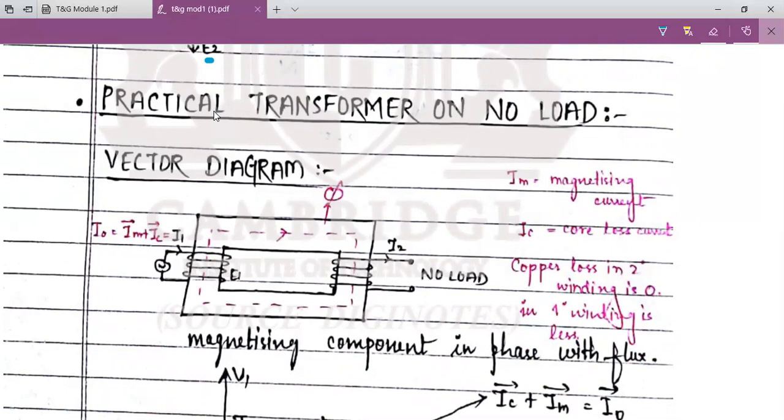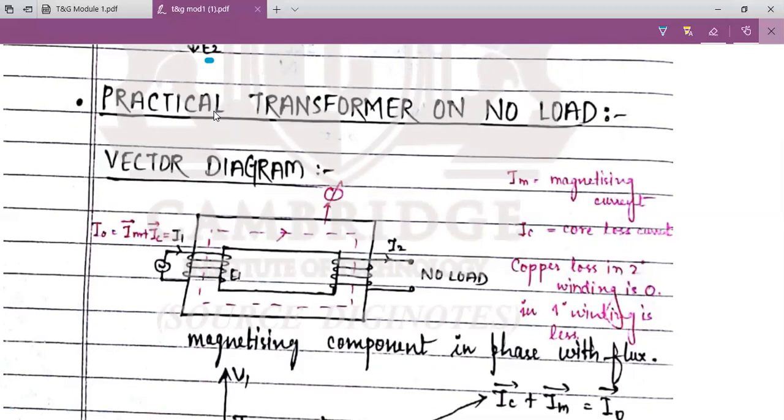In the case of an ideal transformer, the resistance value is 0. There are no losses. In an ideal transformer, V1 equals E1 and V2 equals E2. But in a practical transformer it is different. Here there is a resistance, here there are losses, and there is an input power and output power. That is a practical transformer, whereas ideally everything will be zero.